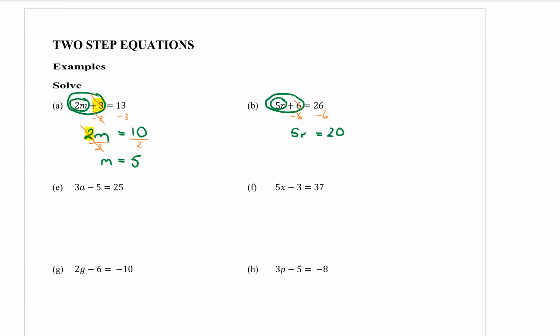The next layer is to get rid of the 5. It's times. So I need to divide by 5. Whatever you do to one side of the equation, you have to do to the other side of the equation. It's always balanced. Cross off the 5's. R is by itself. 20 divided by 5 is 4.